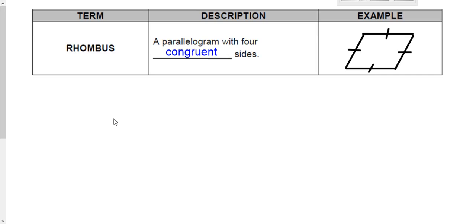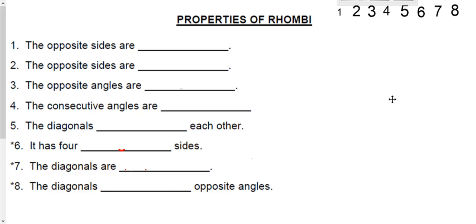The first one we look at is a rhombus. A rhombus is a parallelogram with four congruent sides. The first thing I notice is that it is a parallelogram, and all those properties about parallelograms will be true about a rhombus. And then there are a few new properties. We're going to look at these properties, and then later I'm going to have you make a foldable with these things.